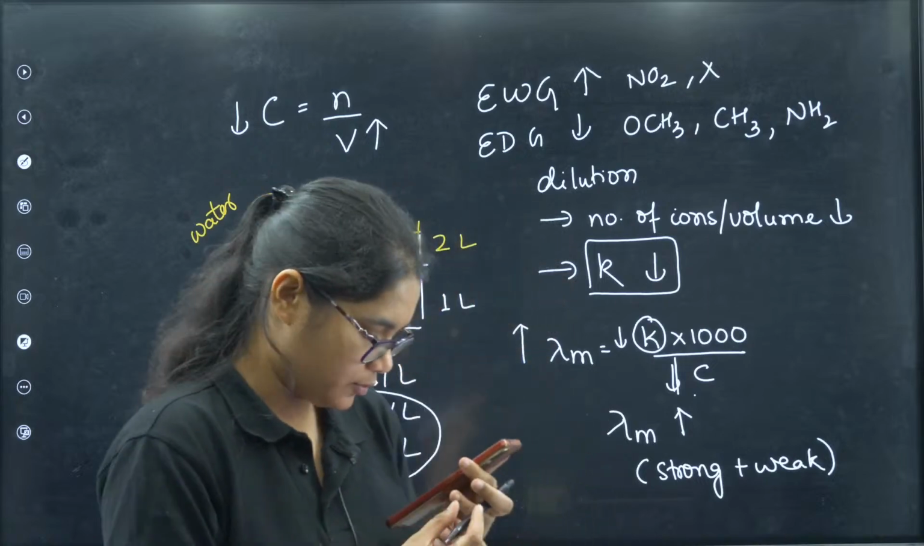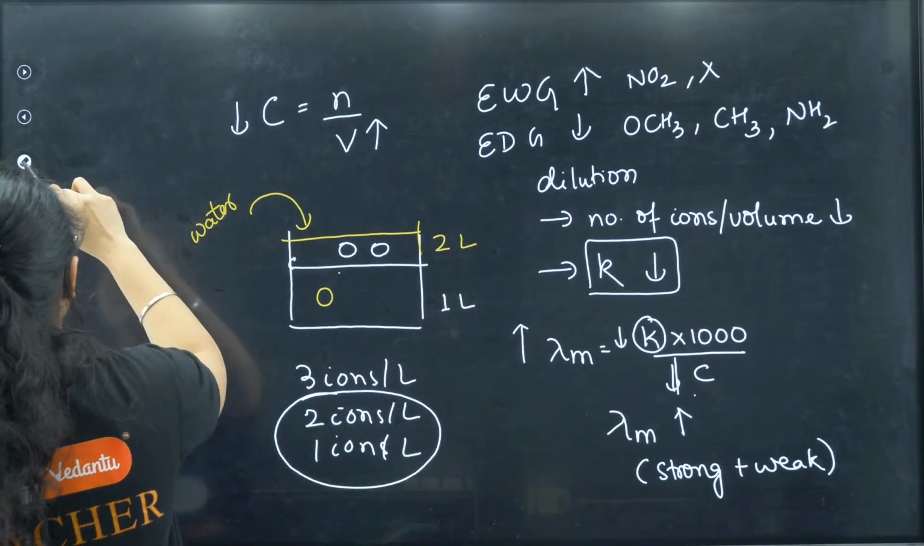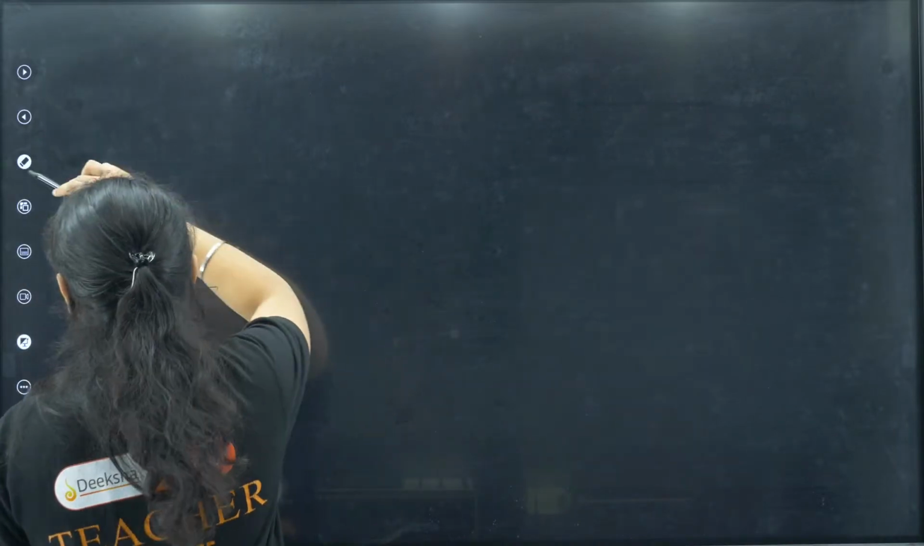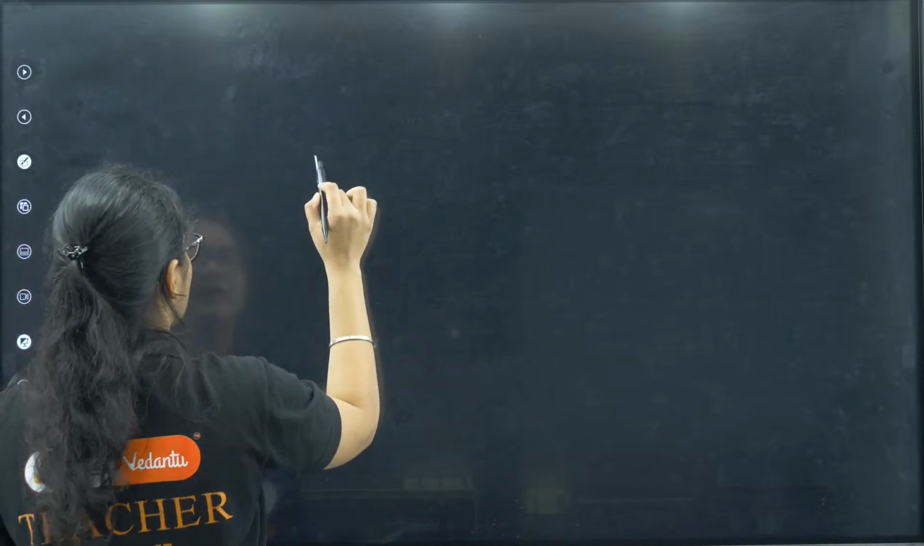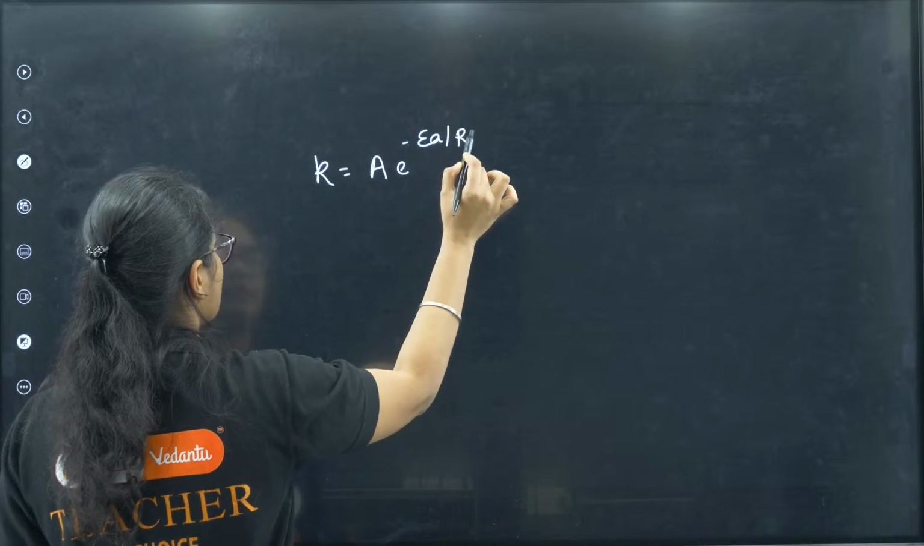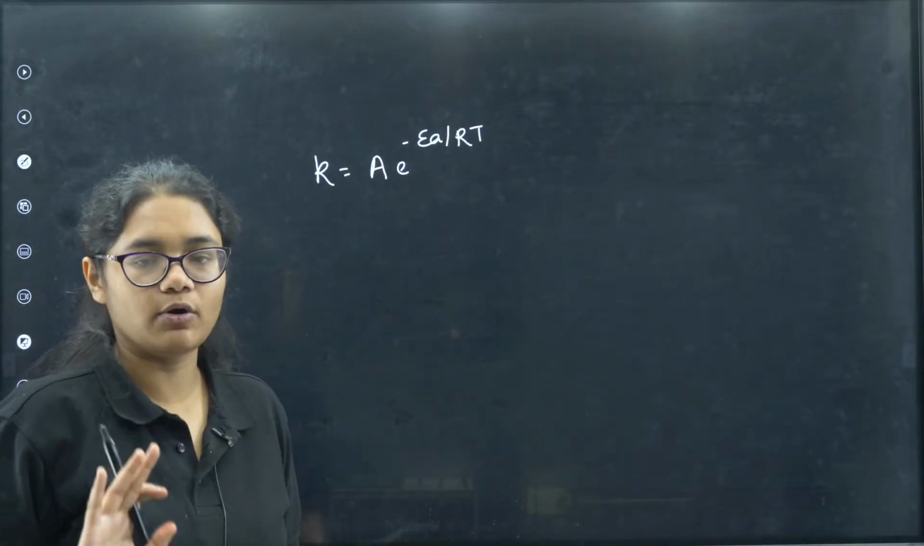Okay, so first, the Arrhenius equation. What is the doubt here? The Arrhenius equation is K equal to A into e to the power of minus EA by RT. A question can be asked generally to write the Arrhenius equation and explain all the terms.